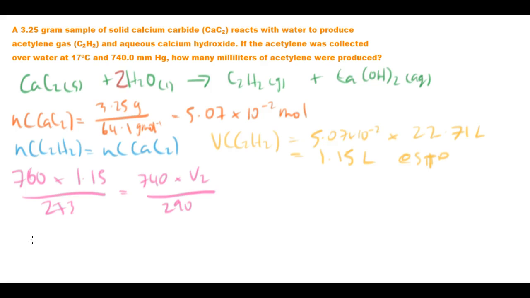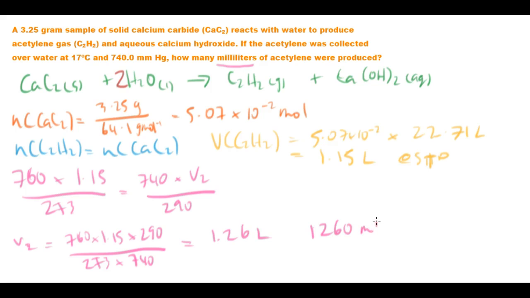So if we rearrange to get V2, it should end up 760 times 1.15 times 290 divided by 273 times 740, which will actually end up giving us about 1.26 liters. And of course, you've got to always address the actual question itself. We want to know how many milliliters, so that's around about 1,260 milliliters. And that is our problem solved.